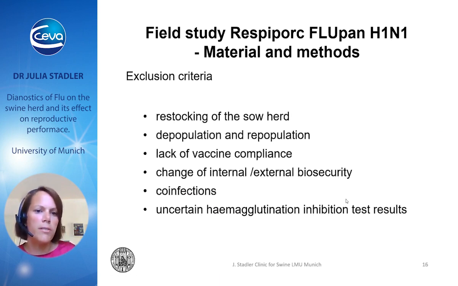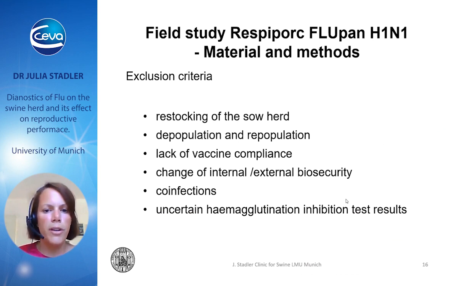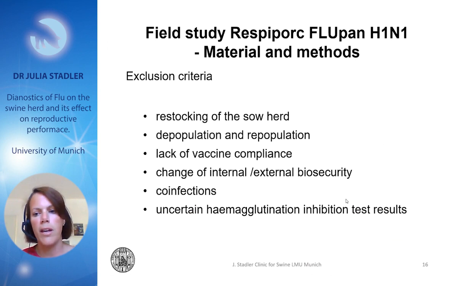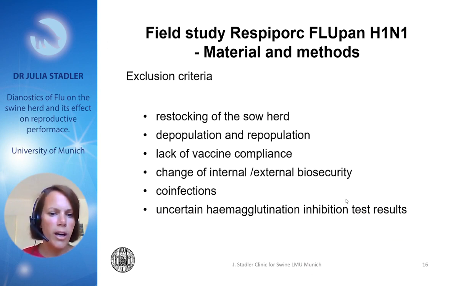Our exclusion criteria were in particular restocking of the sow herd, depopulation and repopulation, lack of vaccine compliance, and change of internal and external biosecurity. We also did not include farms with known co-infections at the beginning of the study. And with regard to farms where we only had a serology result, we only included those farms if antibody titers against pandemic H1N1 were at least twofold higher than antibody titers against avian H1N1.